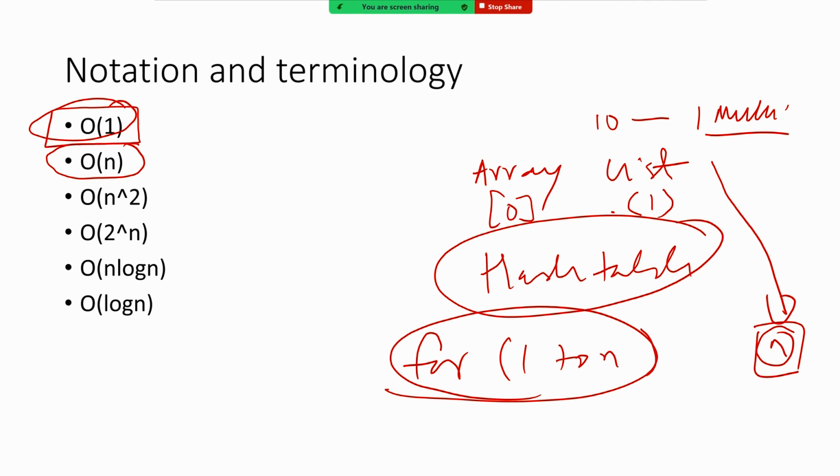If you have 2 for loops, what do you get? You get n raised to the power 2. If you have 3, you get n raised to the power 3. If you have 4, you get n raised to the power 4, right? That is O of n squared.